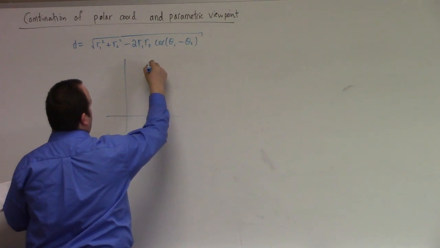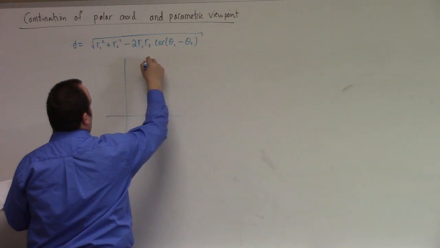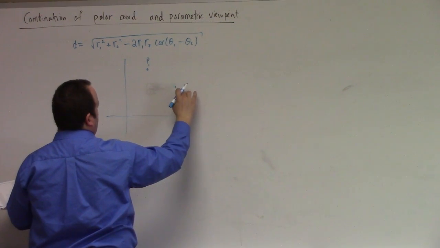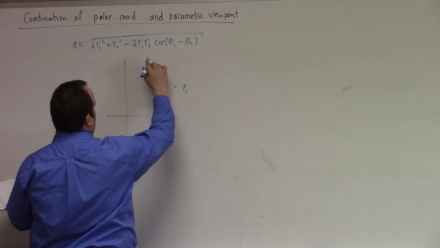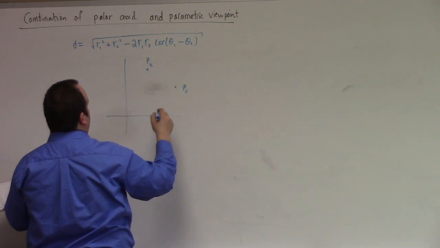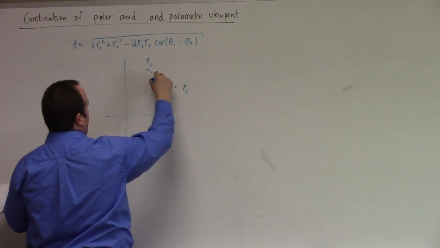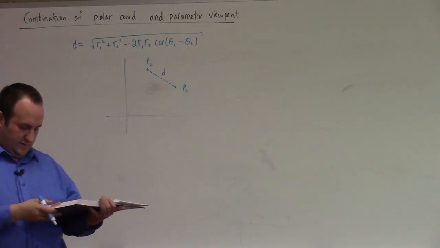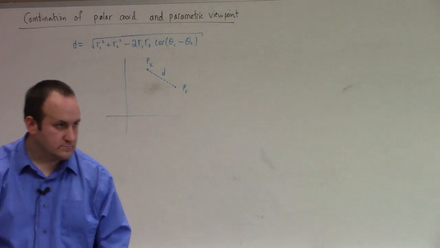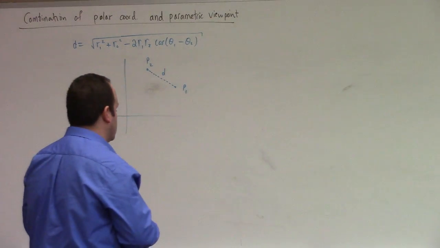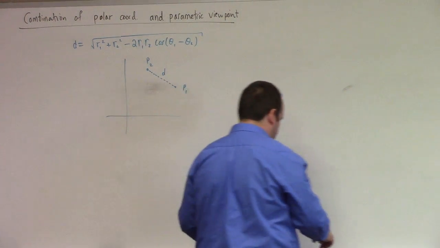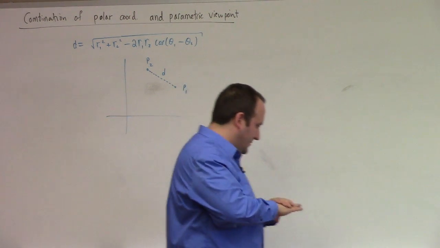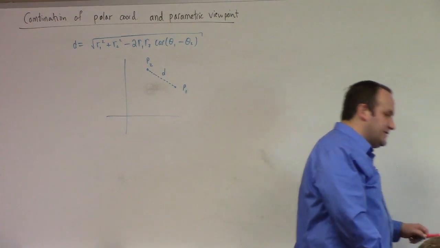So the point is you've got 2 points in the plane. Point 1 and point 2, and this is the distance between them, right? I guess my question to you is, what's the law of cosines? Forget about R1 and R2 and theta 1 and theta 2. What's the law of cosines?